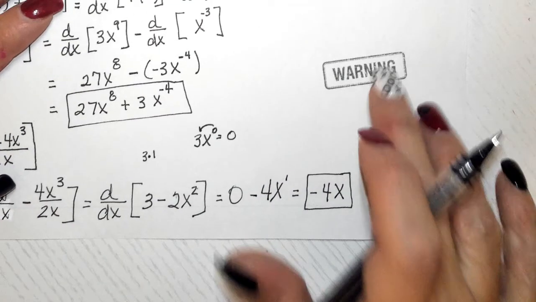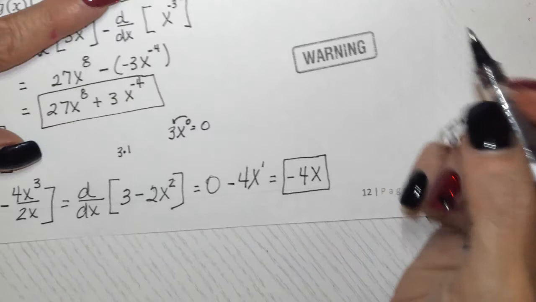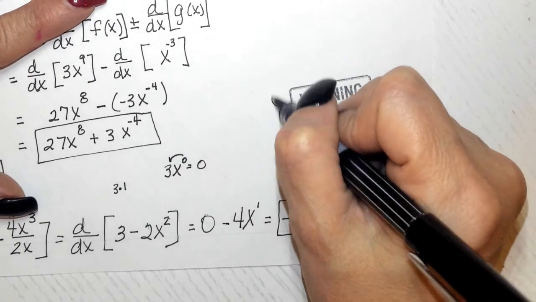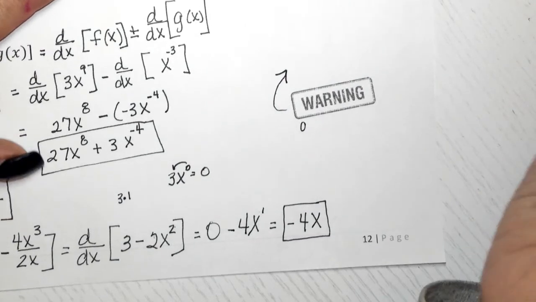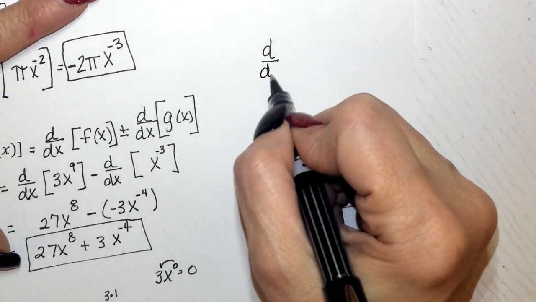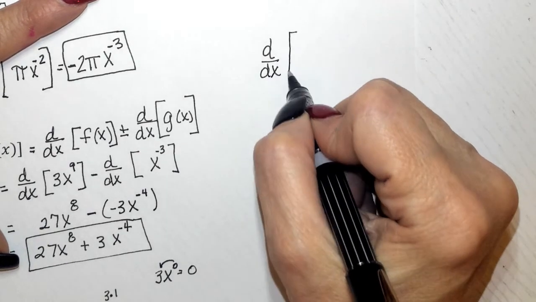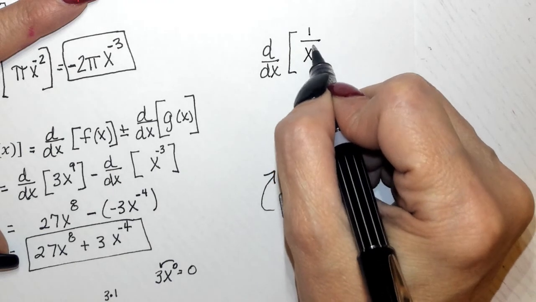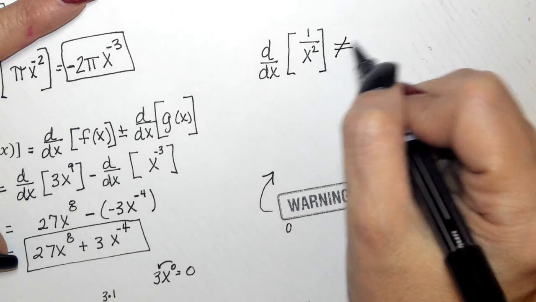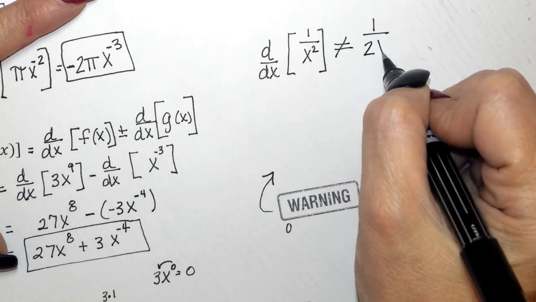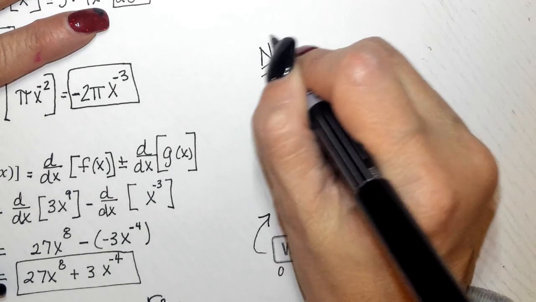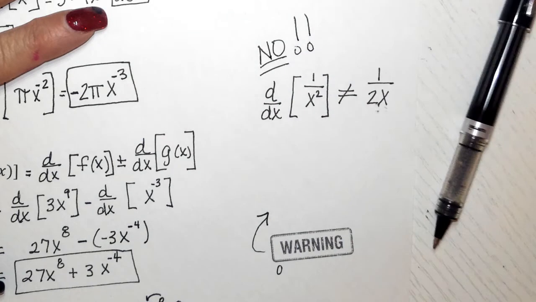All right, now I kind of went over here into my warning, which I didn't mean to do when I was writing, but I did. So I'm going to draw an arrow and put it up here. I'm going to say this: if you go to take the derivative of 1 over x squared, this does not equal 1 over 2x. That is a big no. That's a big no-no.